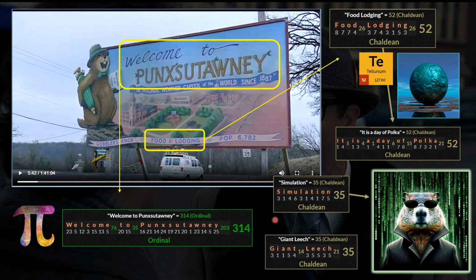35 matches the word simulation in Chaldean, and it also matches the words giant leech, which is precisely what Phil says to Rita after he meets Ned for the first time.